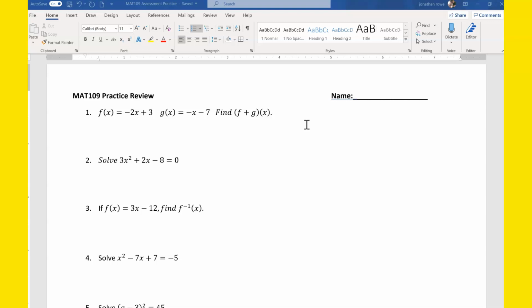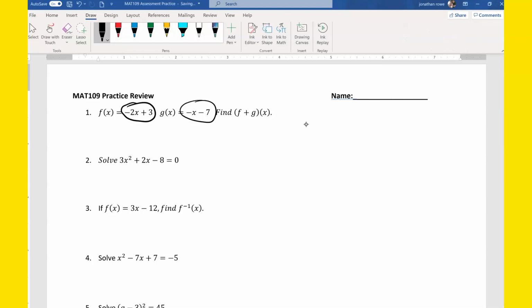Okay, so number one, f plus g of x, all we're doing there is just adding the f of x and the g of x. So we're just combining like terms, and that's very simple. Negative 2x combines with negative x to get negative 3x, and the 3 adds with the negative 7 to get minus 4, and that's the answer. All right, so very simple to do that problem.